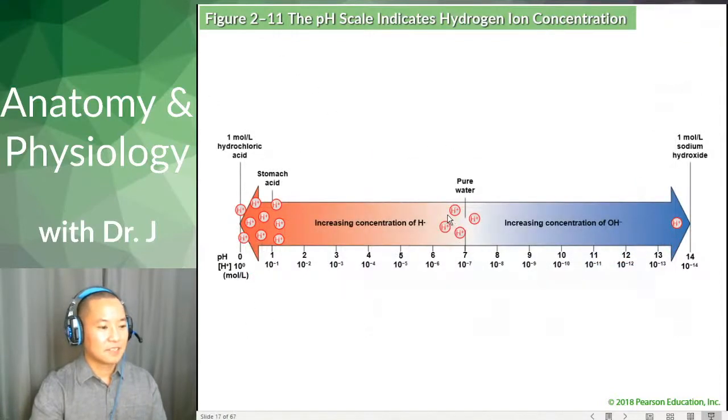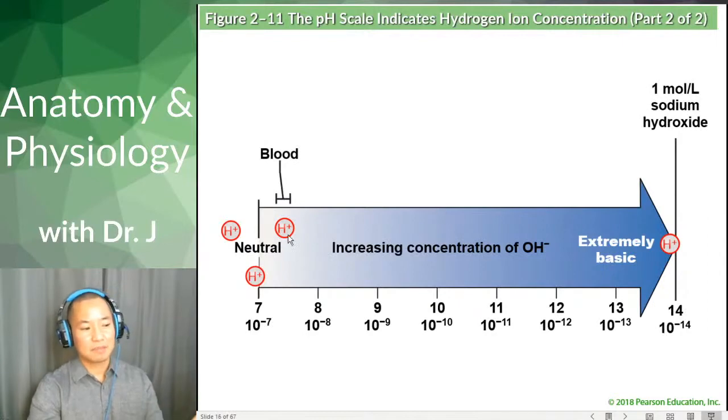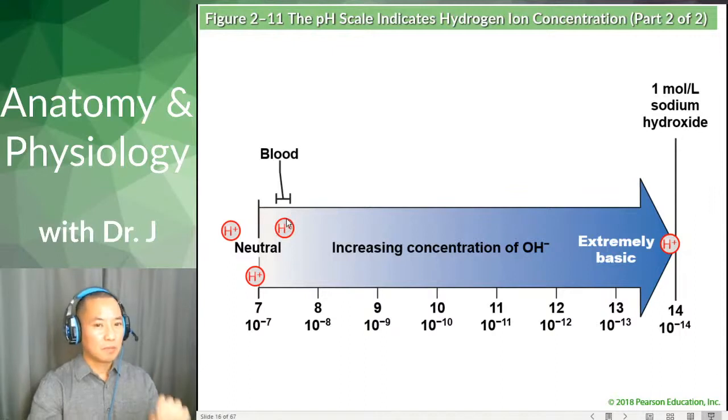All right, so back to blood. Notice that blood has a very, very narrow range. It's actually 7.4 plus or minus 0.05, not 0.5, 0.05. So the normal range of arterial blood, in other words, blood that's in your arteries, is between 7.35 and 7.45. It's a very, very narrow range.